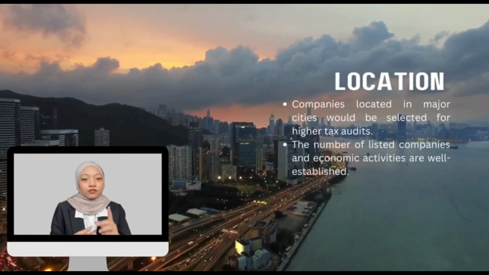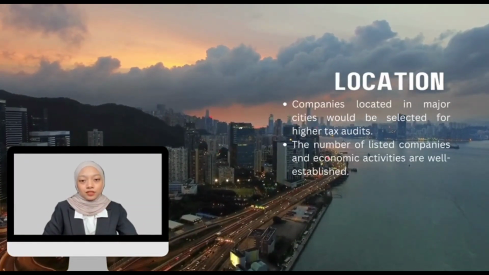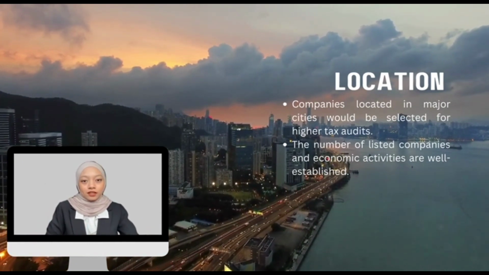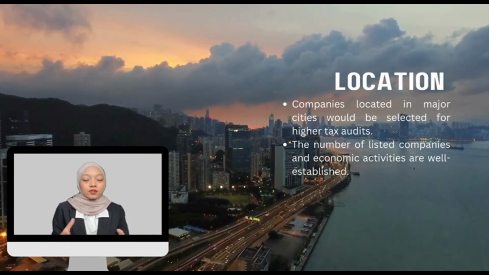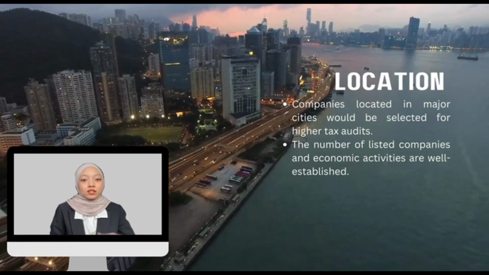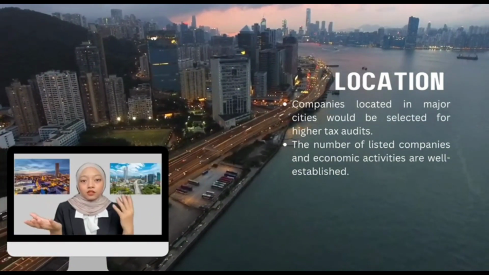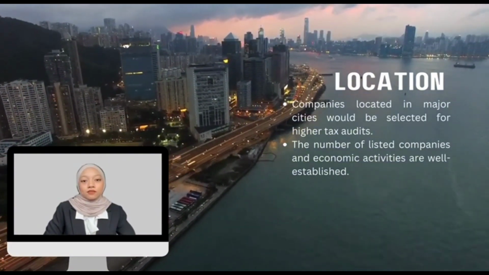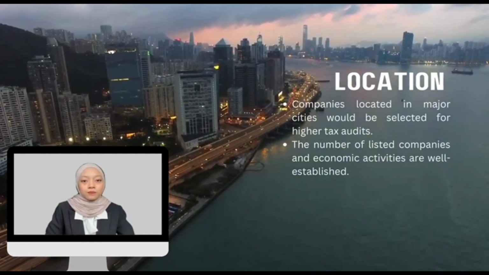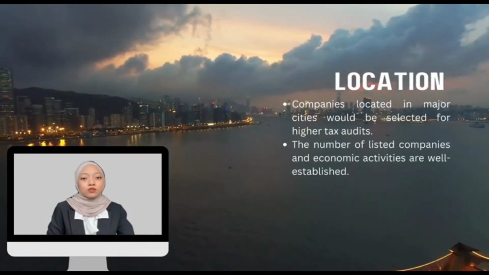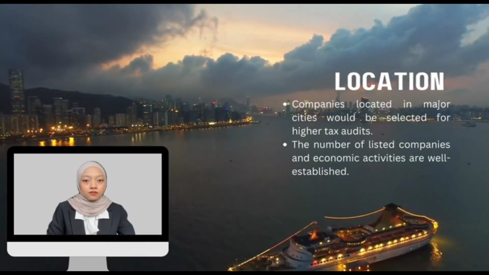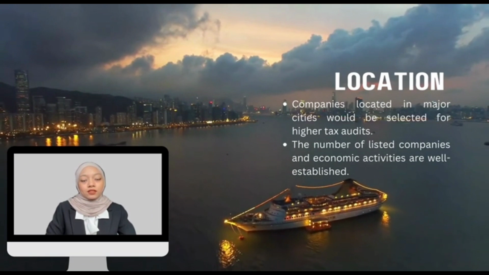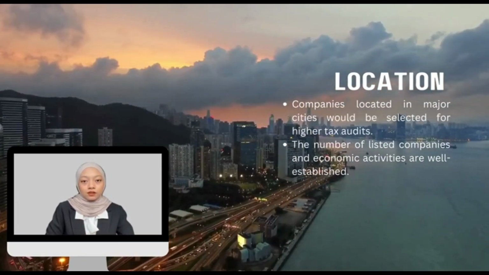Let us look at the first criteria as mentioned just now, which is location. It is said that the companies located in major cities such as Kuala Lumpur, Penang, Johor Bahru and Malacca would be selected for tax audit relatively higher than other cities. Why? This is due to the large number of listed firms and economic activities that are well established there.